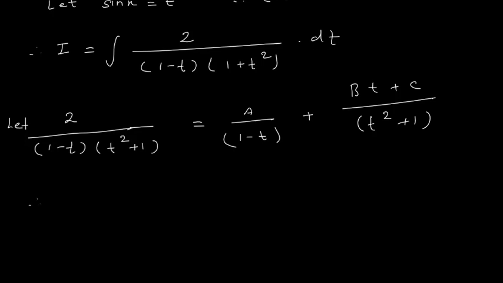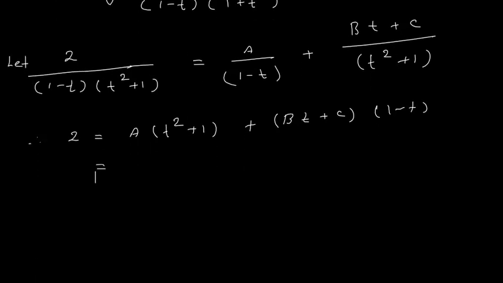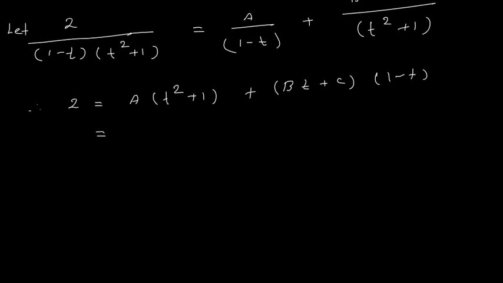So therefore 2 is equal to a into t square plus 1 plus bt plus c into 1 minus t, right? We have made the denominator the same on both sides, and then we have cancelled. So 2 is equal to a into t square plus 1 plus bt plus c into 1 minus t. Okay, now this right hand side we can expand, or we can use the substitution method.